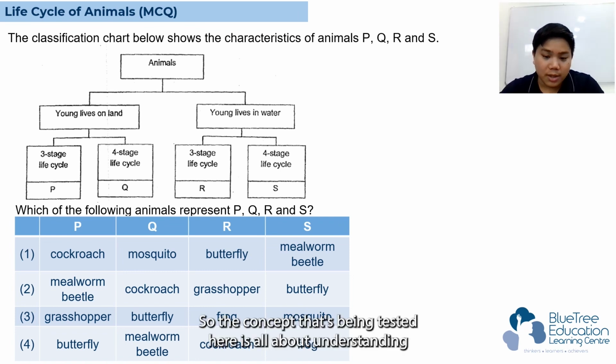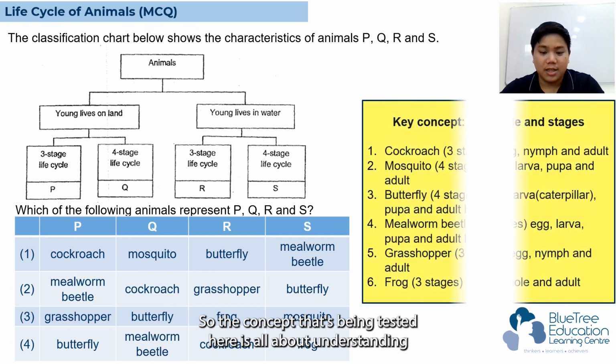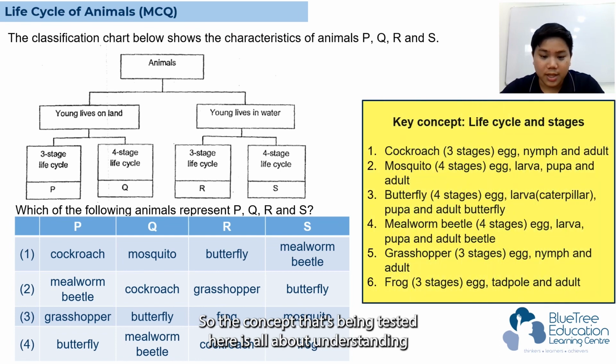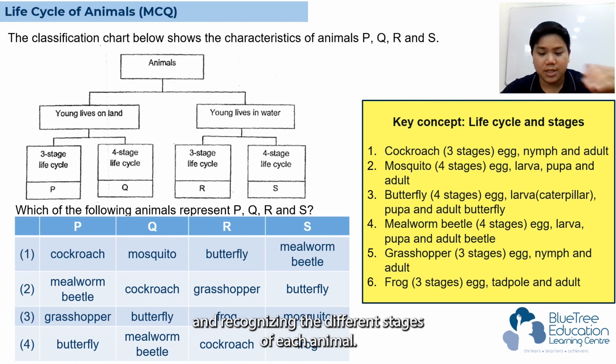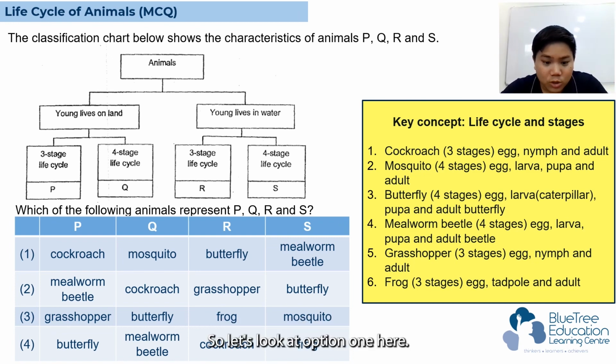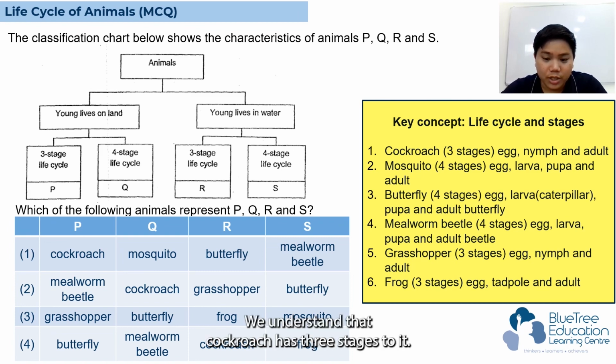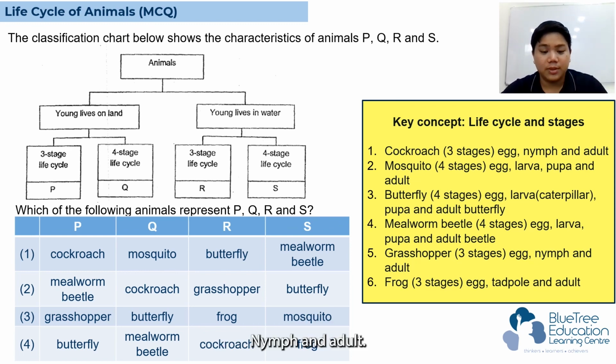Okay, so the concept that's being tested here is all about understanding and recognizing the different stages of each animal, right? Okay, so let's look at option 1. Okay, we understand that cockroach has 3 stages, right? The egg, nymph, and adult. Okay, and the young is on land. Okay, so does it meet the criteria? Yes, it does. Okay, next they say mosquito.